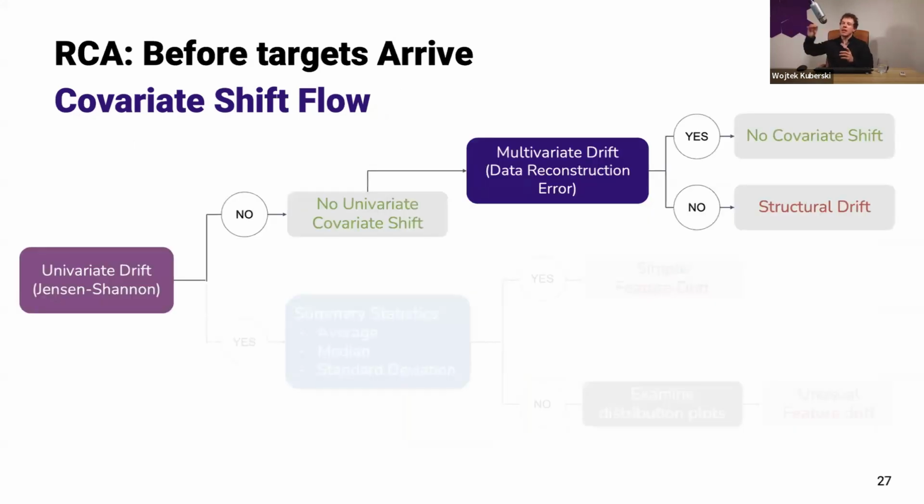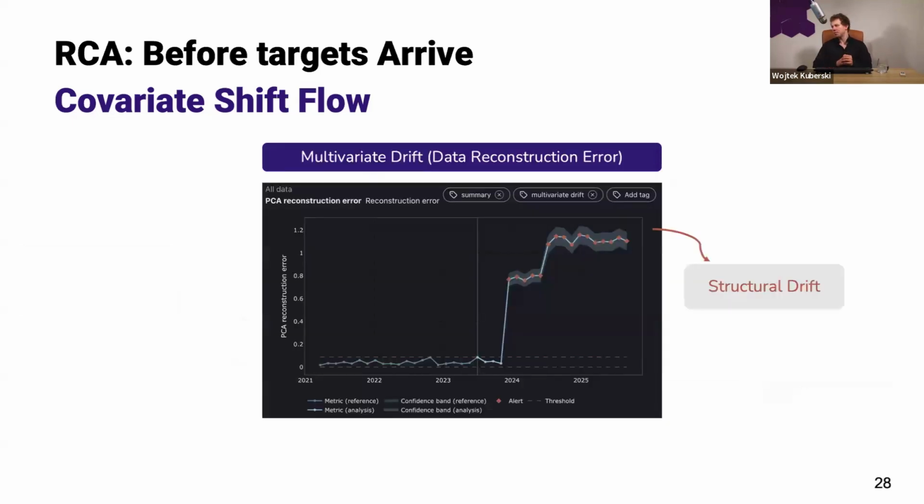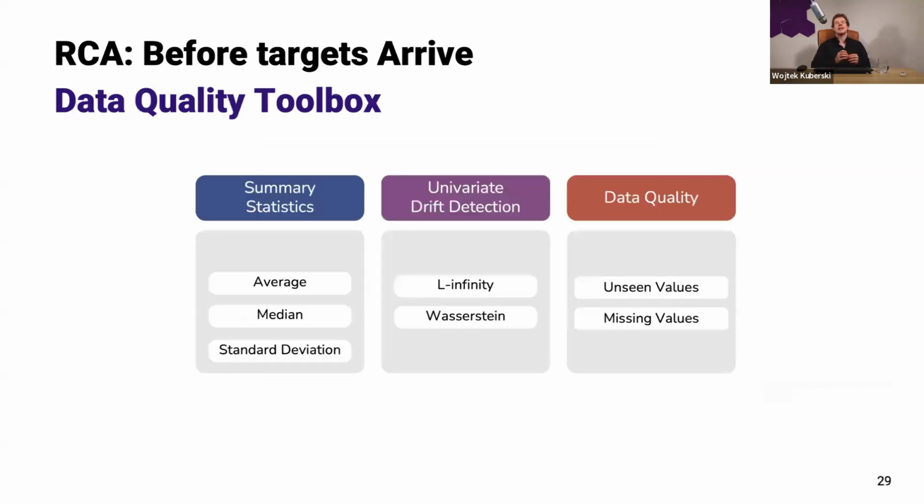So then we look at the second part of our covariate shift flow, when we look at the subset of features where there is no change in the distribution, and we'll look at whether there is a change in data structure there that cannot be captured or explained by univariate drift. And this concludes our approach to covariate shift detection and the root cause analysis when it comes to covariate shift detection.